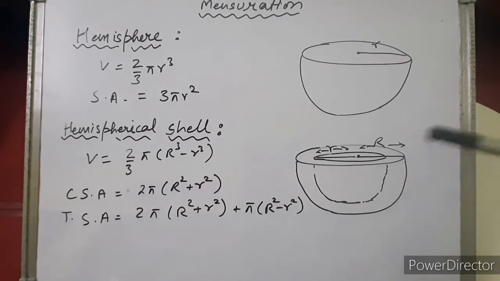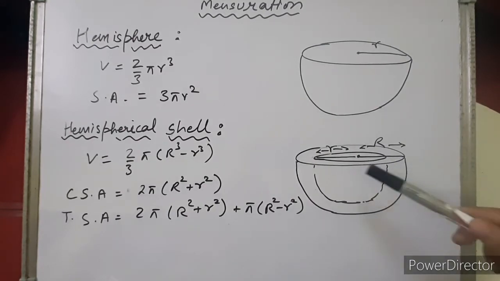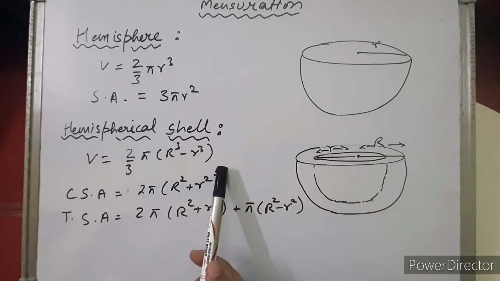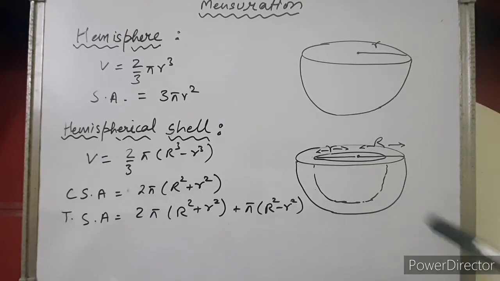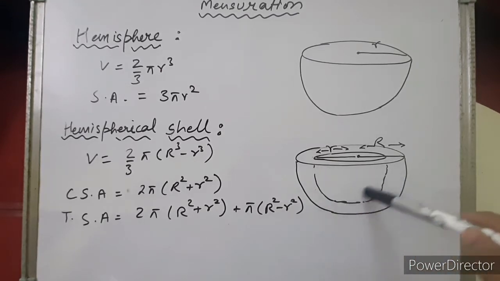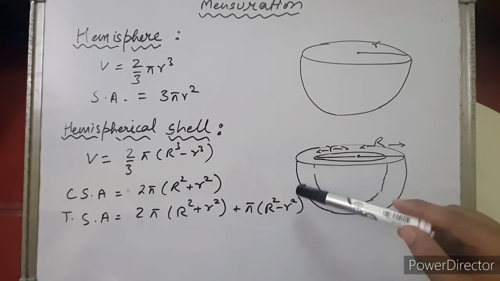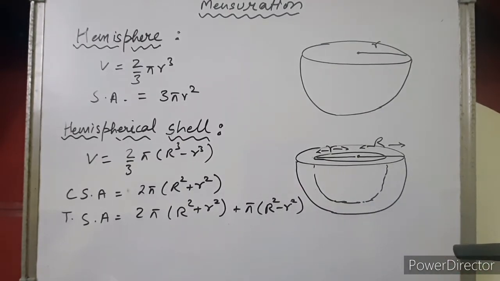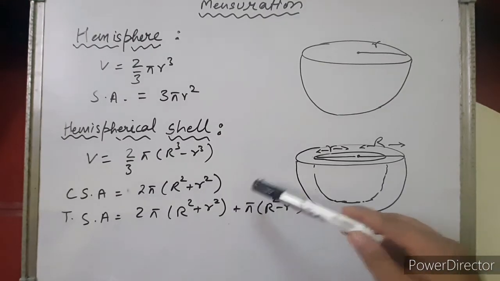So 2 pi r square plus pi r square will be 3 pi r square. This is a hemispherical shell with external radius capital R and internal radius small r. If we calculate the volume of the hemispherical shell, that will be 2 by 3 pi (capital R cube minus small r cube). And there are two curved surface areas: the external curved surface area and the internal curved surface area. External curved surface area is 2 pi capital R square, internal curved surface area is 2 pi small r square.